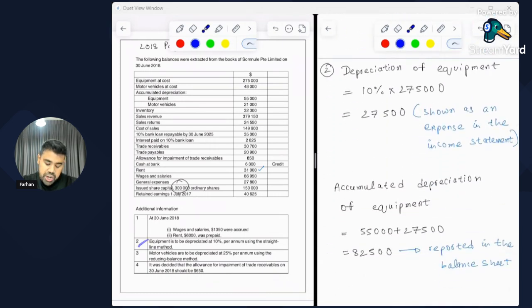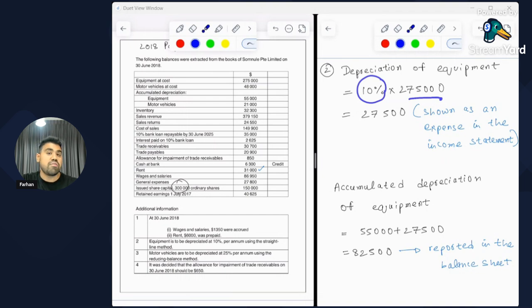Equipment is to be depreciated at 10% per annum using the straight line method. When you want to find depreciation using the straight line method, it's pretty straightforward. You use the given percentage of 10 and multiply it with the original cost. Always remember, when you're finding the depreciation using the straight line method, you apply the given percentage and multiply it with the original cost. So 10% is multiplied with $275,000.